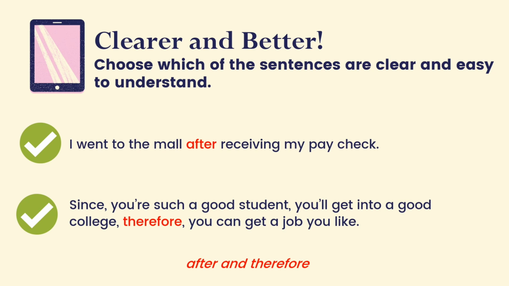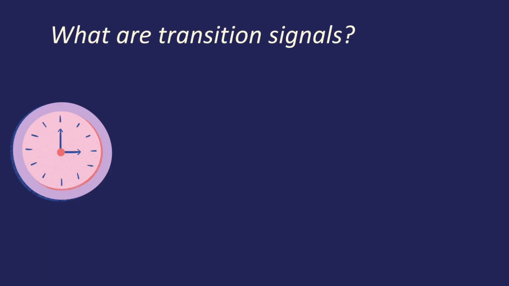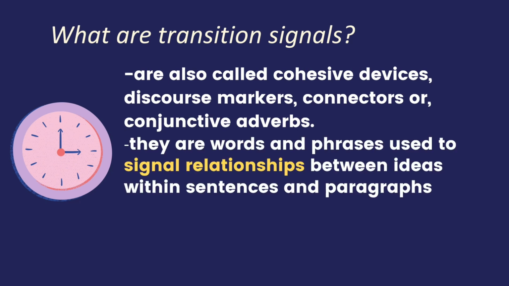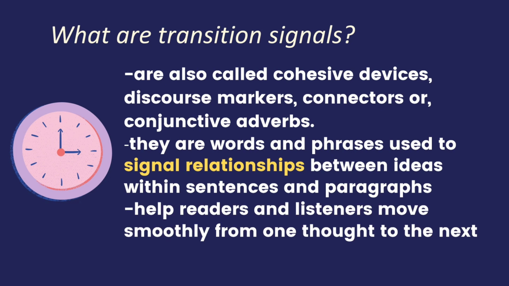Now, we are going to discuss transition signals further. So what are transition signals? These are also called cohesive devices, discourse markers, connectors, or conjunctive adverbs. Also, they are words and phrases used to signal relationships between ideas within sentences and paragraphs. They help readers and listeners move smoothly from one thought to the next.